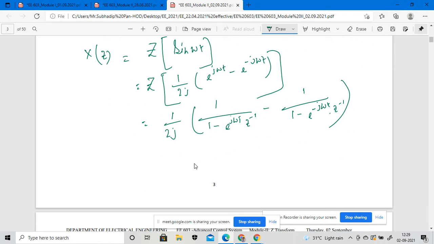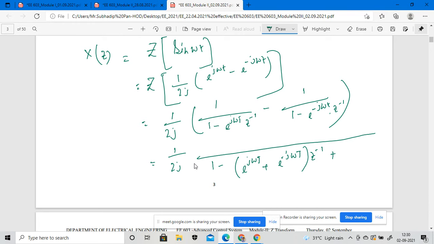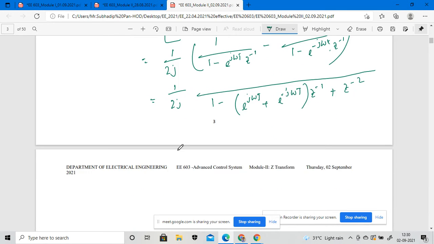Now if we simplify these things again, it will come 1 by 2j. Now we have to simplify this equation. It will come the lower part, 1 minus e to the power j omega t, then plus e to the power minus j omega t z inverse plus z inverse into z to the power minus 2, right?